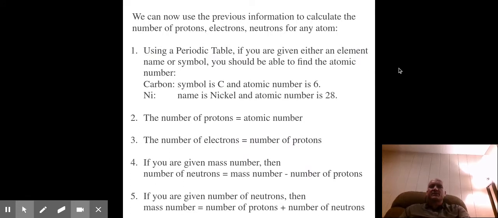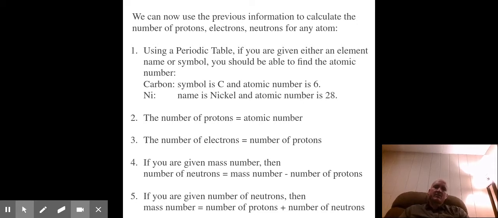All right, we can use all this information to calculate protons, electrons, and neutrons for any atom. You can use your periodic table for this. So we've got carbon, its symbol is C, atomic number is 6. Ni, that's a symbol on your table. The name is nickel, and atomic number is 28. Nobody expects you to remember the atomic numbers for each element. You can always use your table and look them up.